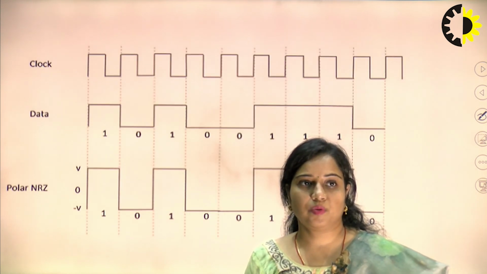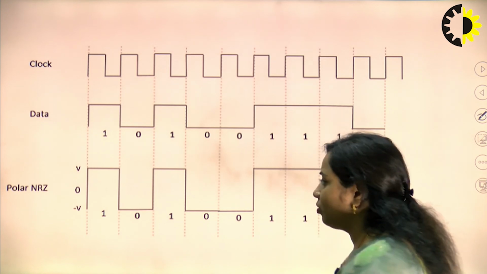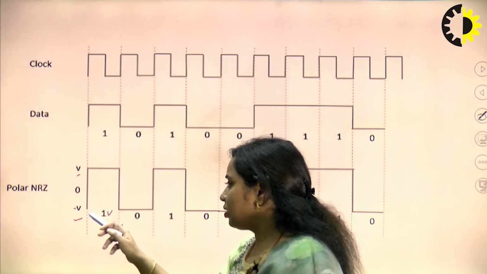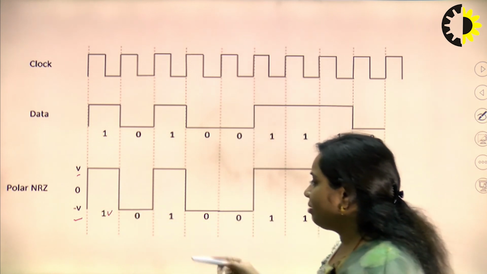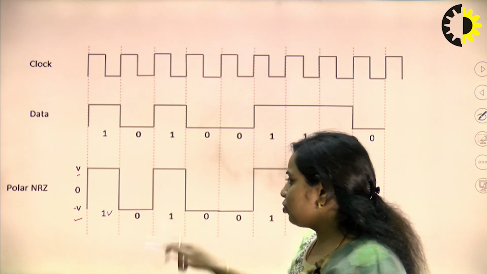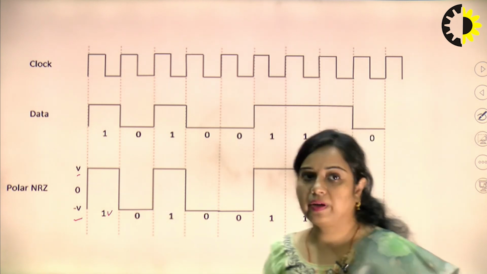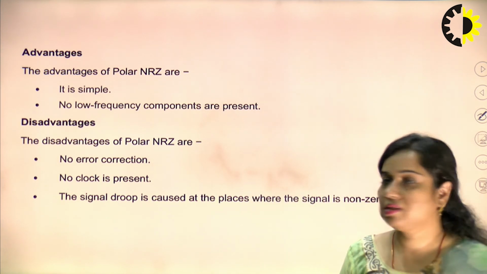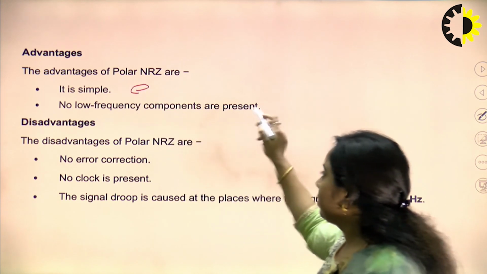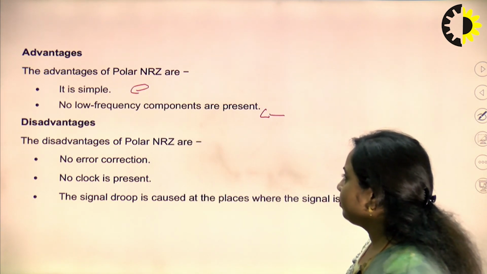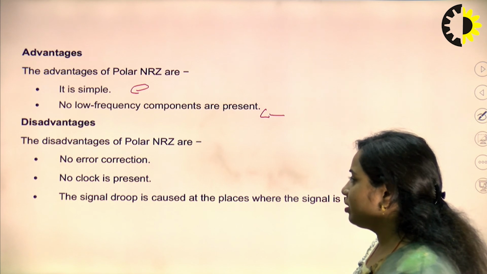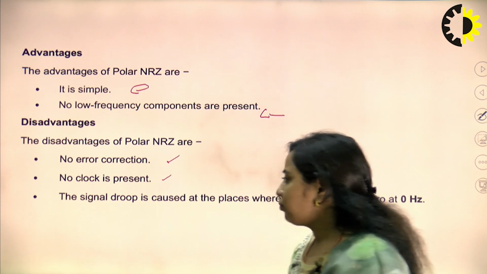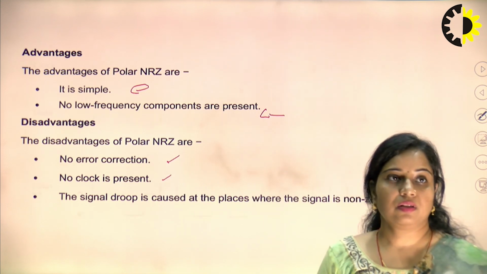So, this is the polar NRZ case where you require both the voltage levels, plus V and minus V. For bit 1 you are transmitting plus V, and for transmitting 0 you require minus V. Now, the advantages of polar NRZ are that it is simple and no low frequency components are present; higher frequency components are present. The disadvantages are that no error correction is available and no clock is present in this case.